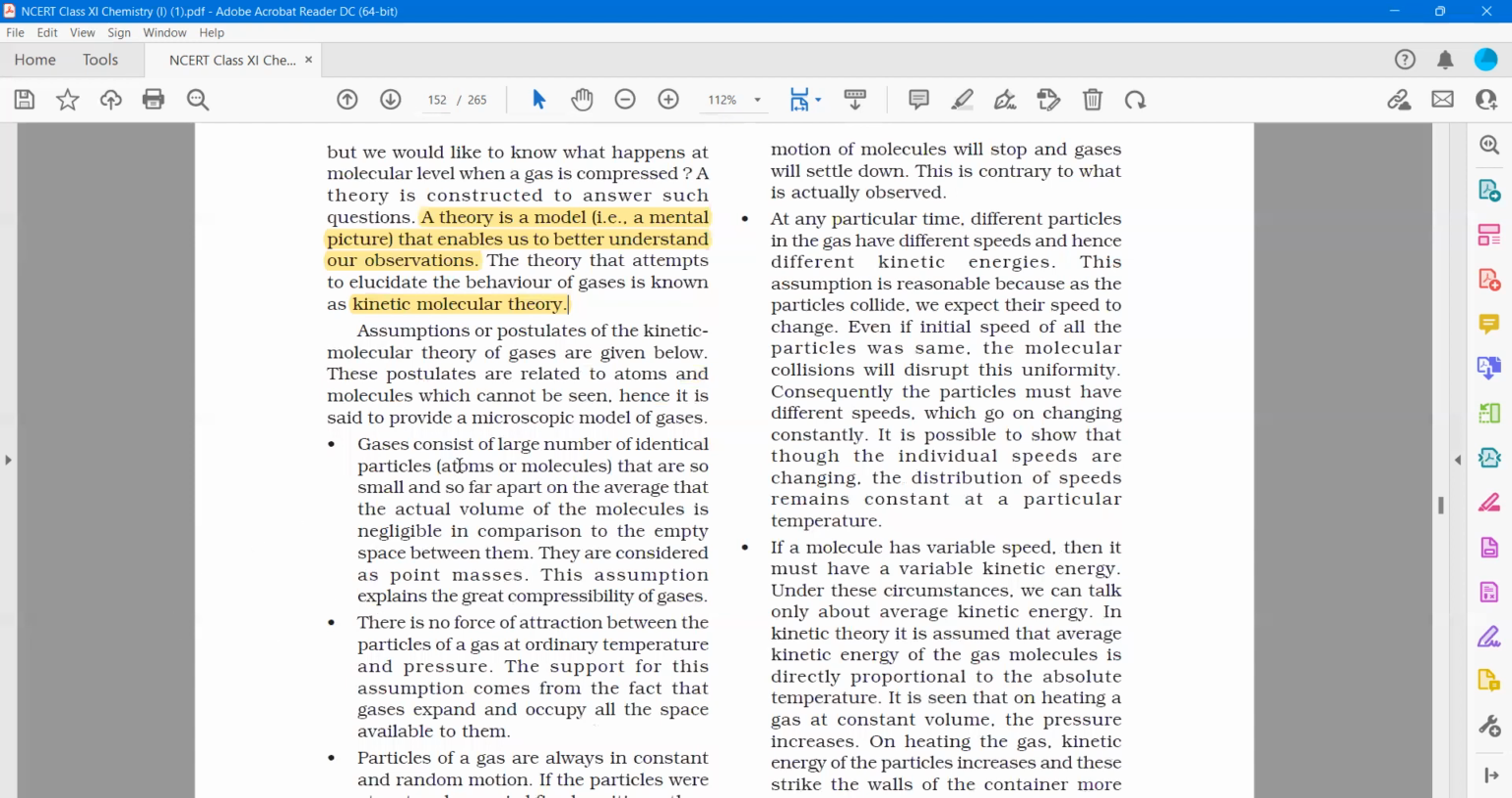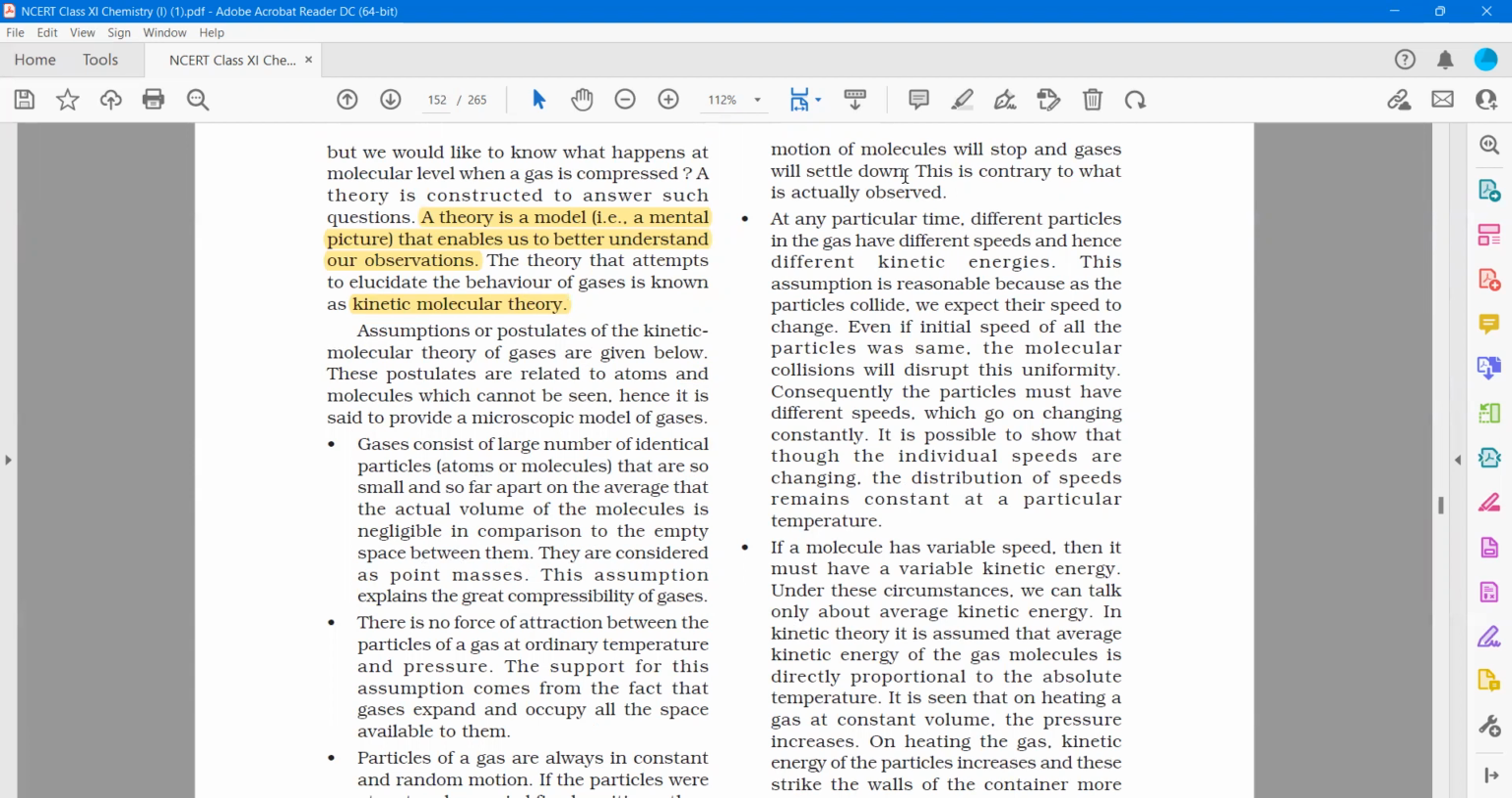Now, gases consist of a large number of identical particles. It can be atoms or molecules. They are so small and so far apart on average that the actual volume of the molecules is negligible in comparison to the empty space between them. So they are considered as point masses. This assumption explains the great compressibility of gases. I think you have understood this point.